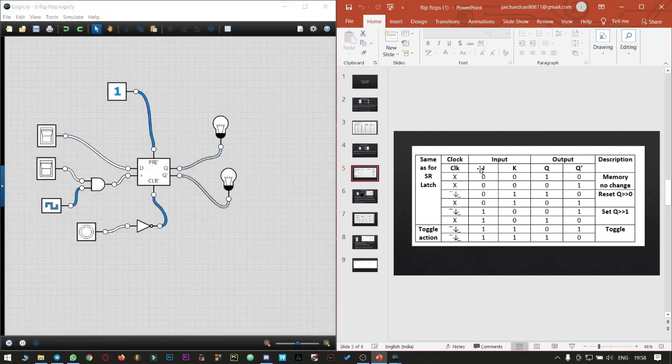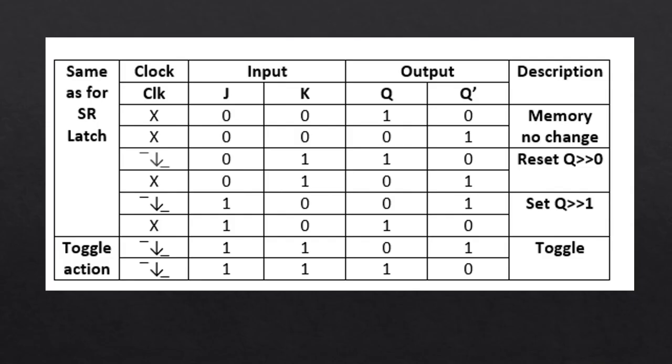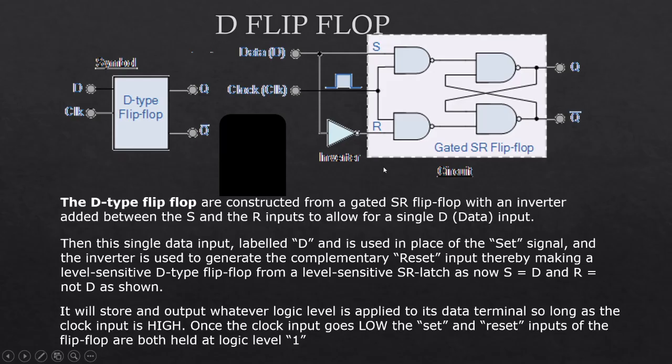Now let's move on to the next flip-flop. Next we have the D flip-flop. The D flip-flop is constructed from a gated SR flip-flop. The only change is that an inverter is added between the S and R inputs to allow a single D, that is the data input. This data input is labeled as D, and it is used in place of the set signal, and the inverter is used to generate a complementary reset input.